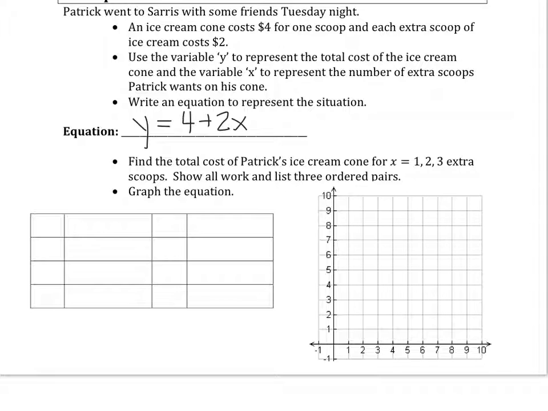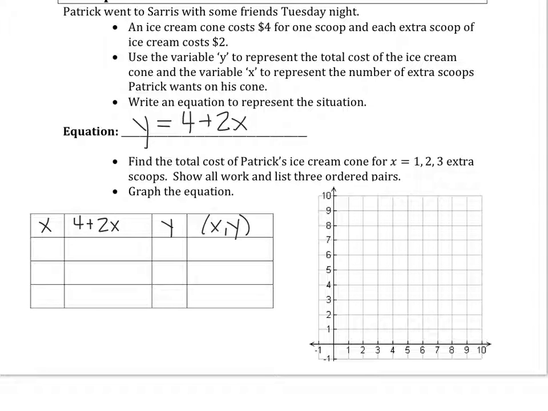But it's not saying that. It's saying, okay, now we're going to say Patrick's ice cream cone, there's going to be 1, 2, or 3 extra scoops. Show all the work and list the ordered pairs. So the first thing is going to be x, and we learned this from lesson 7-1. The next part is going to be our equation part. What's our output y going to be? And then our ordered pair, which is what we're going to graph after we're all said and done.